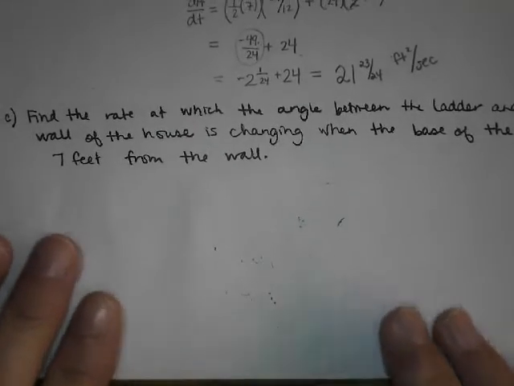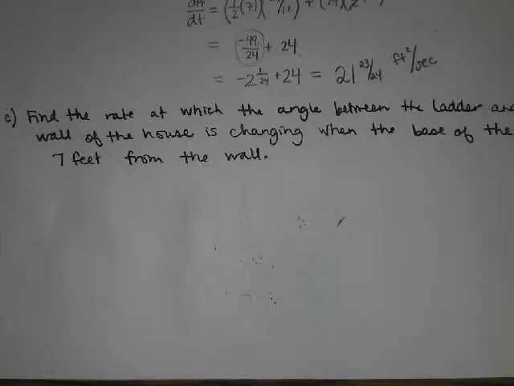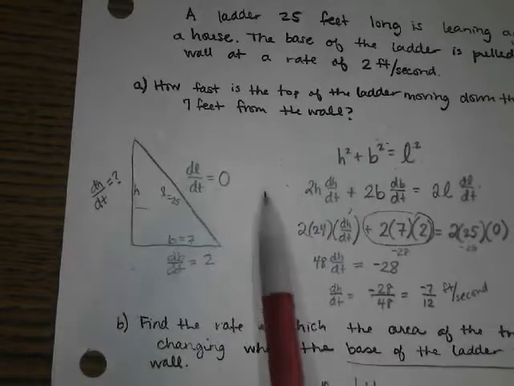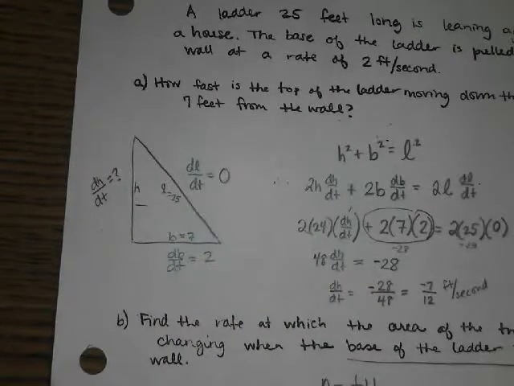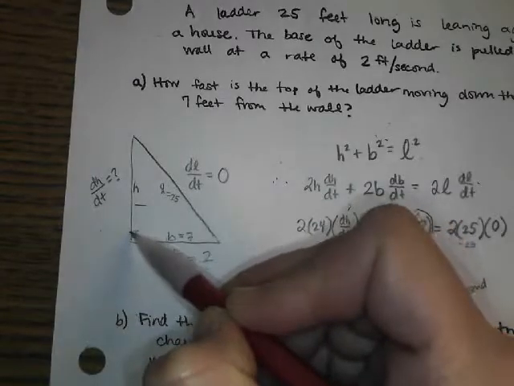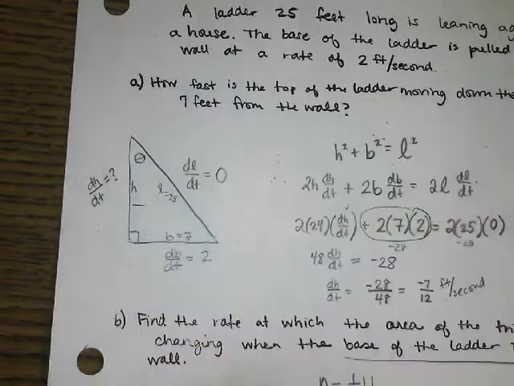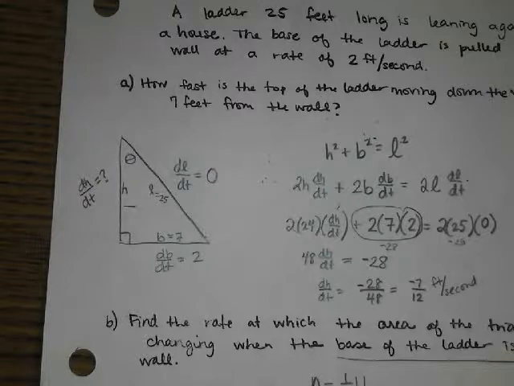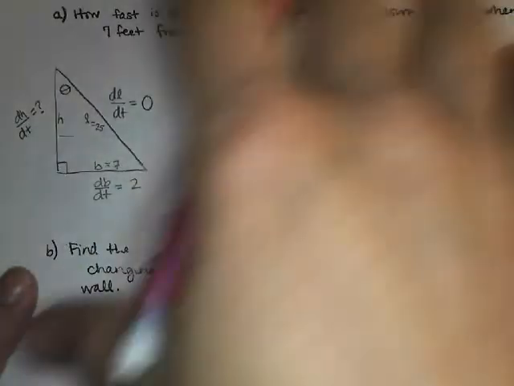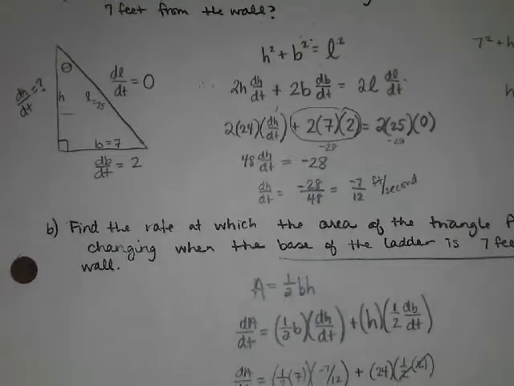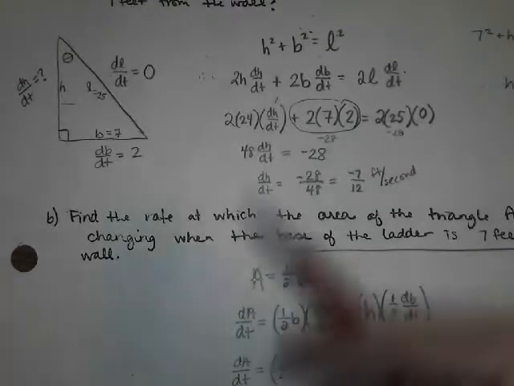Find the rate at which the angle between the ladder and the wall... So let's go back up. Which one's the angle between the ladder and the wall? Top one. Ladder and the wall. So I'm going to label that theta. At what rate is that changing when the base of the ladder is 7 feet from the wall? So again, we're still dealing with the 7 feet from the wall, so any of this information that we may need is still good. Thank God they haven't changed the number of feet from the wall where we might have to go back and figure out all of that.